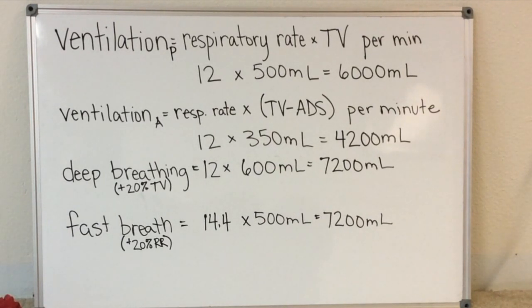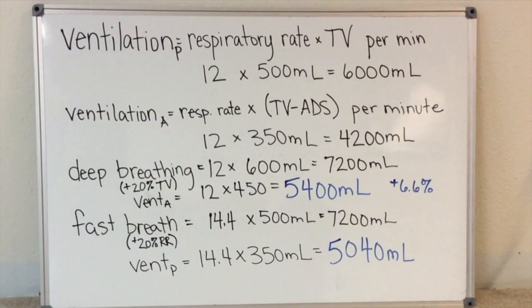If we increase tidal volume by 20% in the case of deep breathing, tidal volume would increase from 500 milliliters to 600 milliliters. If we increase respiratory rate by 20%, as in the fast breathing example, we would increase respiratory rate to 14.4 breaths per minute and maintain the 500 milliliters of tidal volume. In both situations, we would see a pulmonary ventilation of 7,200 milliliters. Let's see what happens when we look at alveolar ventilation.